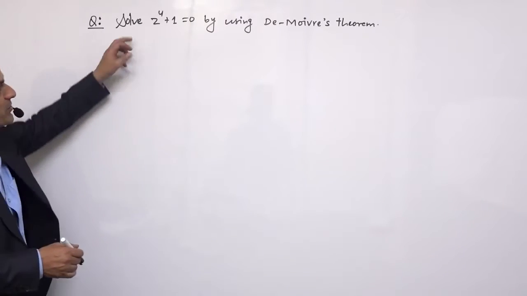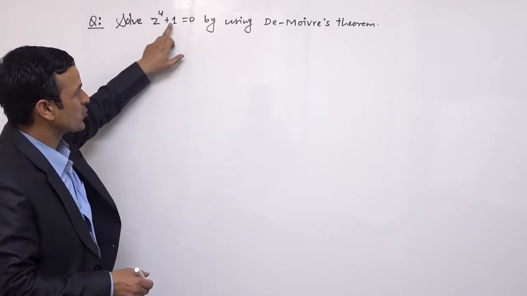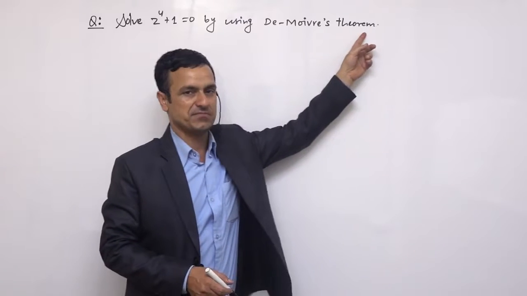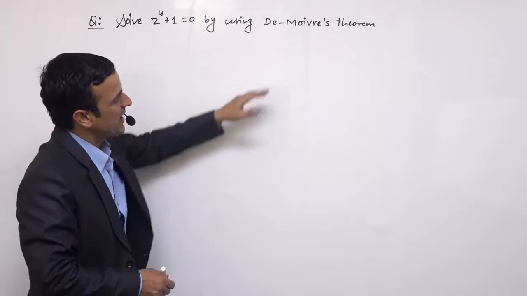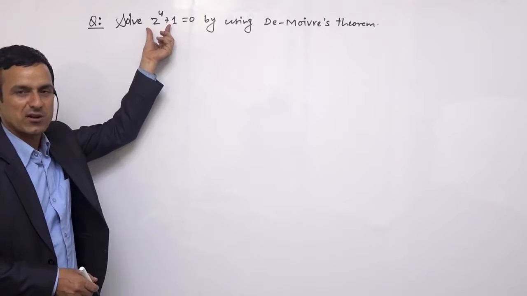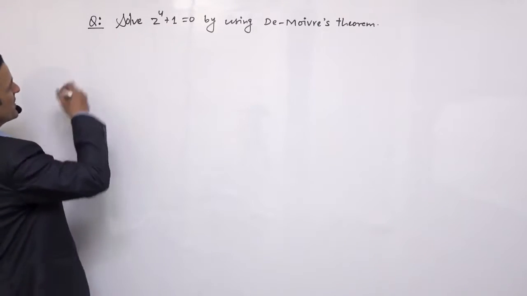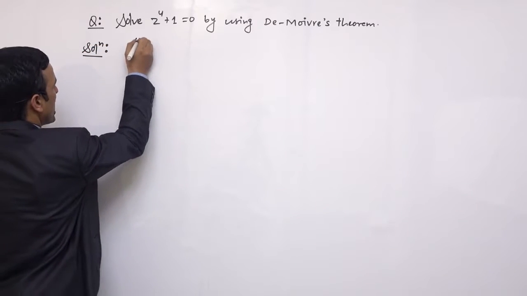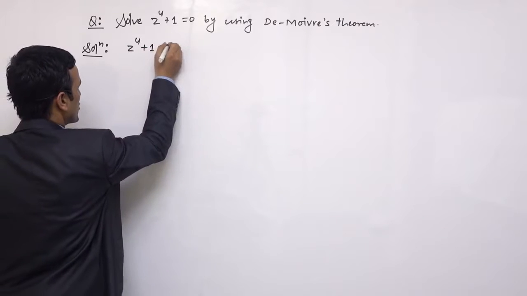Okay, we are going to solve z power 4 plus 1 is equal to 0 by using de Moivre's theorem. So the question is clear. We have to find the value of z using de Moivre's theorem. So let's solve this question. z power 4 plus 1 is equal to 0.